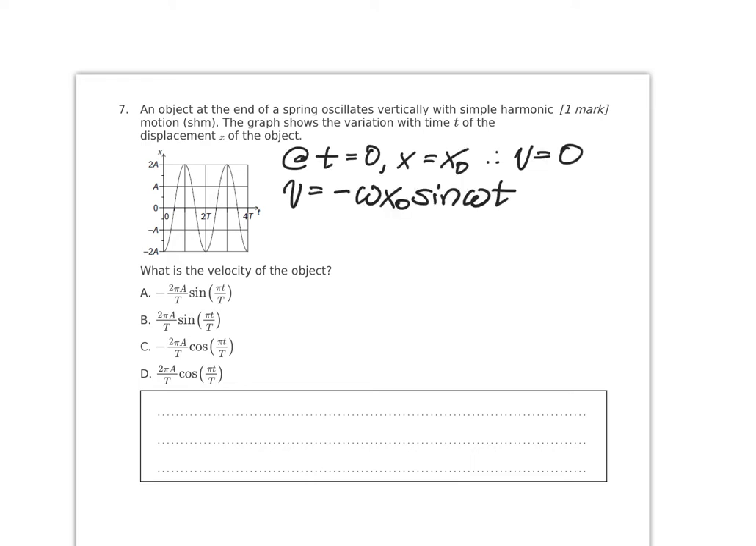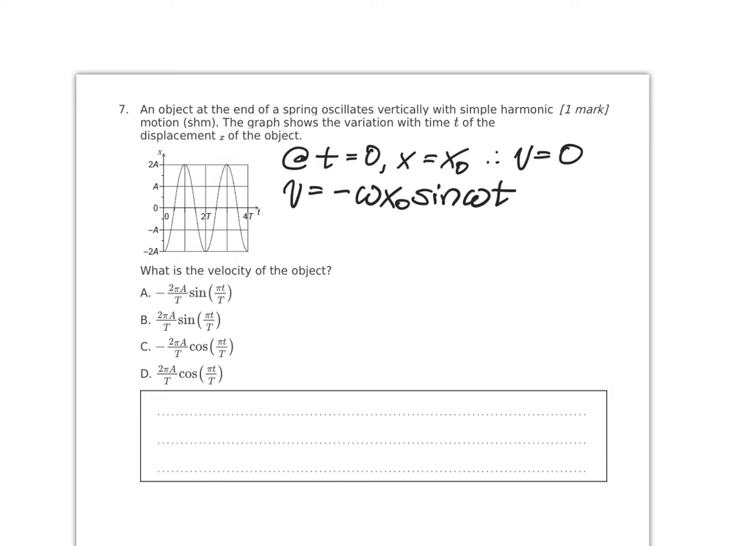Okay, so first and foremost, we have a couple of different formulas for velocity. And I can see from all of our answer choices that it has to include t. So velocity is a function of time, not a function of position. We have 2 formulas for velocity as a function of time: v equals omega x naught cos omega t, or v equals negative omega x naught sine omega t. And so we have to pick one.